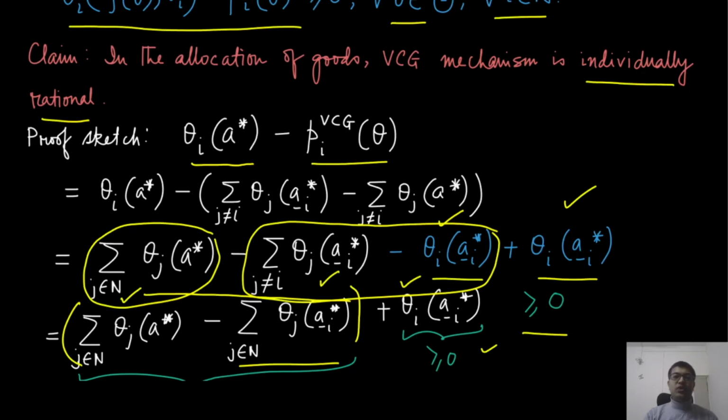Note that this is only a sufficiency theorem. What it says is that in the allocation of goods, the VCG mechanism is individually rational. So there could be some other cases also, some other kinds of allocations, in which the VCG mechanism can also be individually rational. But this is not saying the converse, that it is individually rational only if it is allocation of goods. In general, the VCG mechanism can be non-individually rational in some settings, and that's why we are giving the sufficiency results for certain setups.